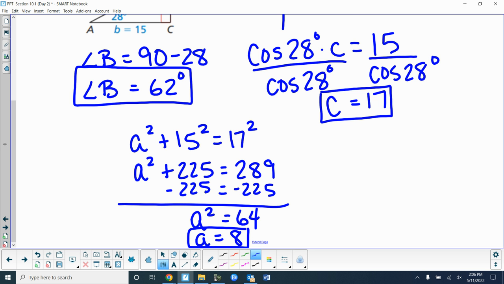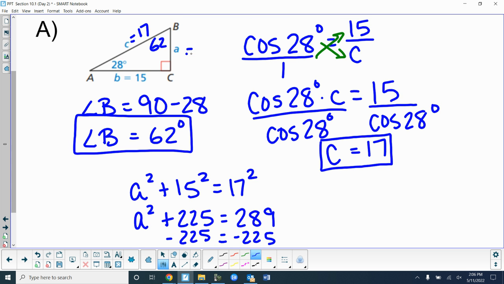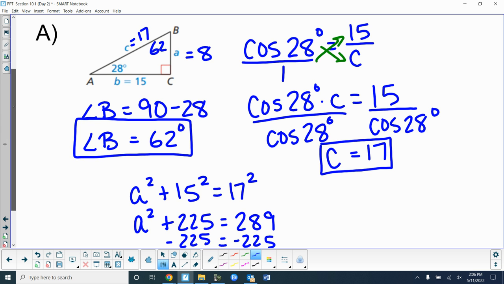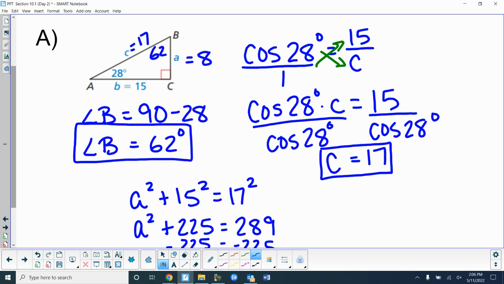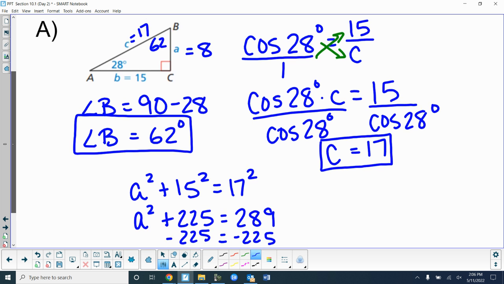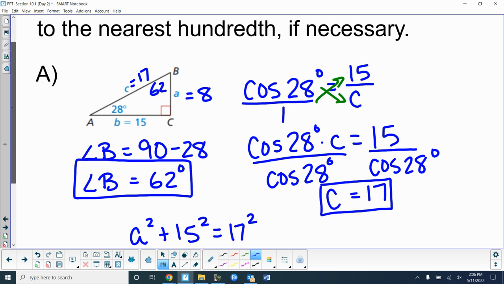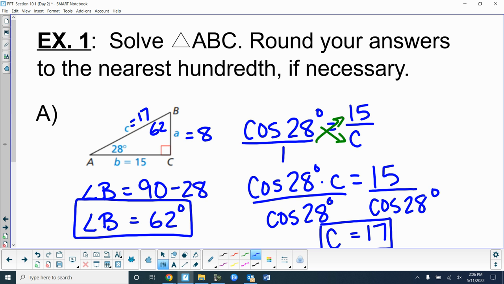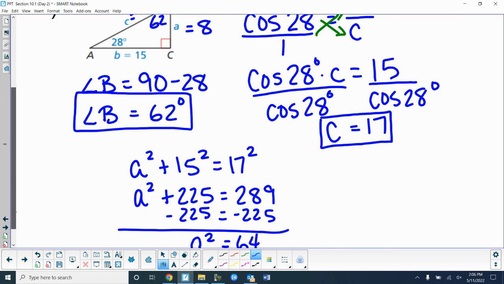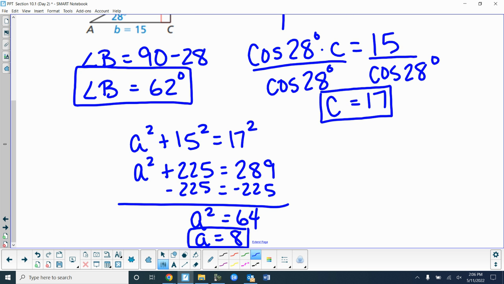So now we have solved the triangle. We know the three angles: A is 28, B is 62, and C is 90. Side A is 8, side B is 15, and side C, the hypotenuse, is 17. So we just solved that triangle. That's how we do that type of problem.